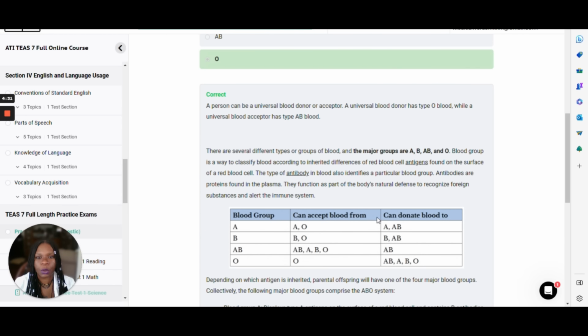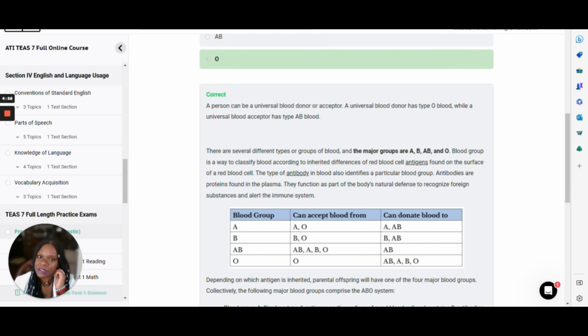Here we have it. Blood type O is considered the universal donor out of the ABO blood groups. A person can be a universal donor or an acceptor. A universal blood donor has type O blood, while a universal blood acceptor has type AB blood.